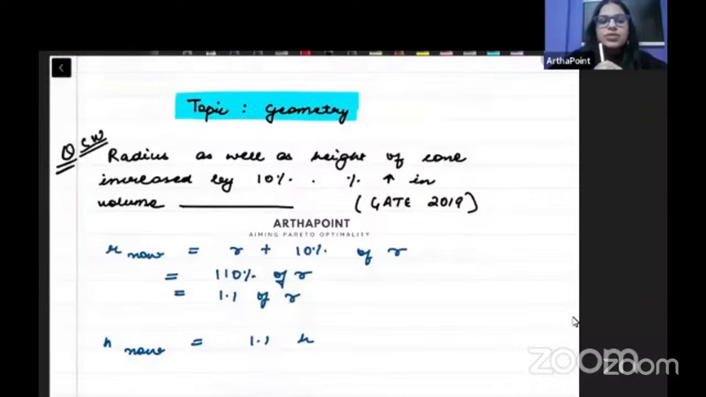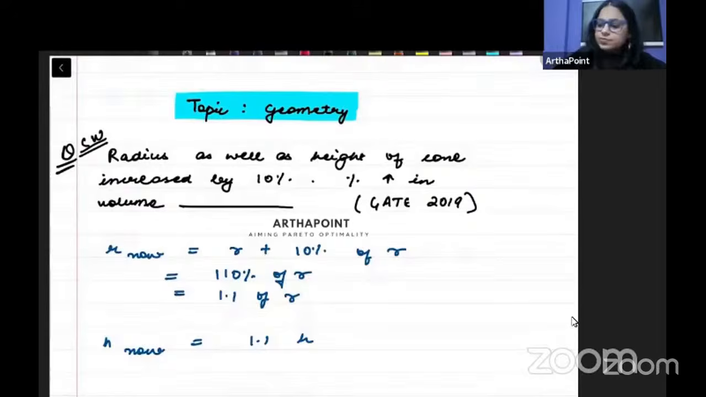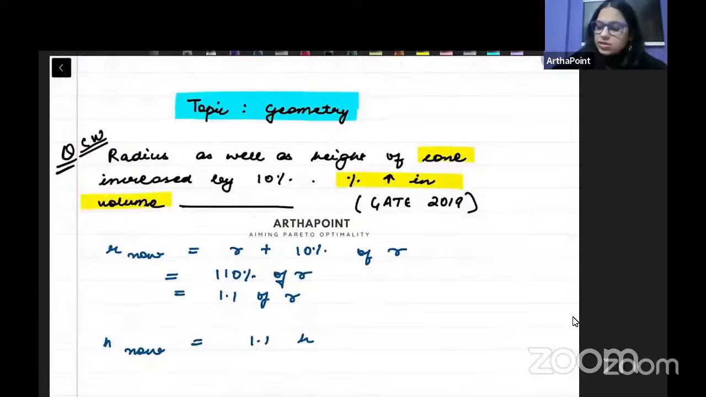First question. Radius as well as height of cone is increased by 10%. What is the percentage increase in the volume of the cone? Now make sure that you go ahead, I'm just writing it here.